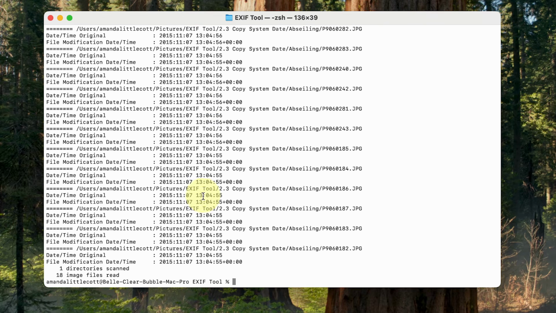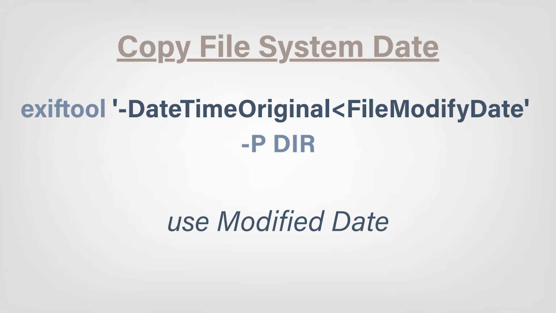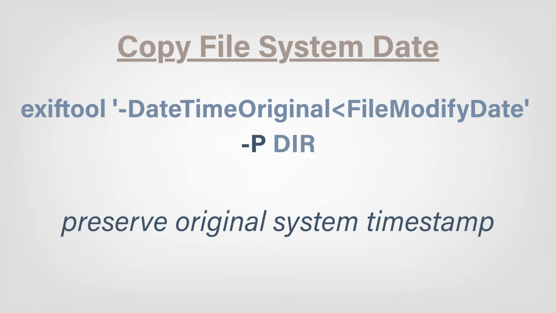Let's go and break down exactly what's going on. This dash DateTimeOriginal and then FileModifyDate means take the file's modified date and write it into the DateTimeOriginal tag. You can see it with a little arrow. Then our dash P preserves the file's original system timestamp, so you're not messing with the file itself, just its metadata.